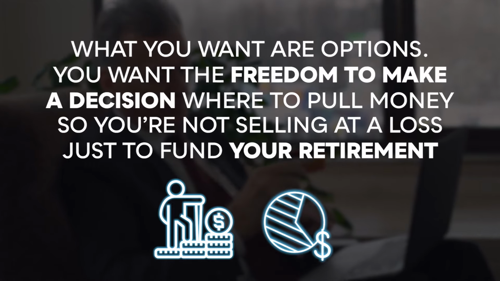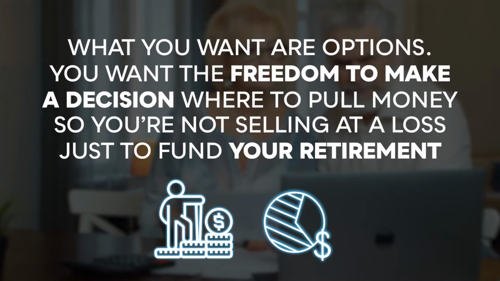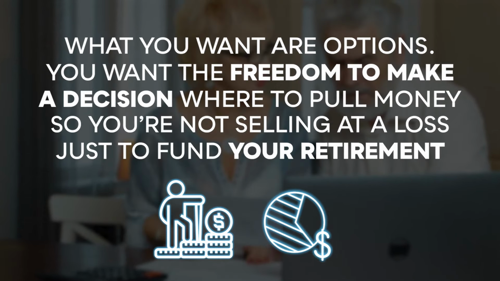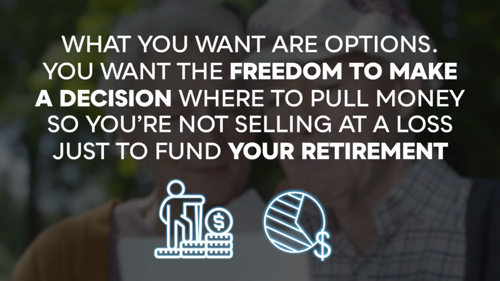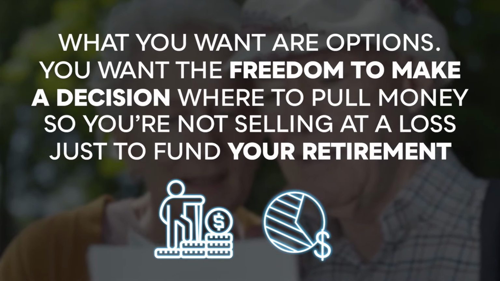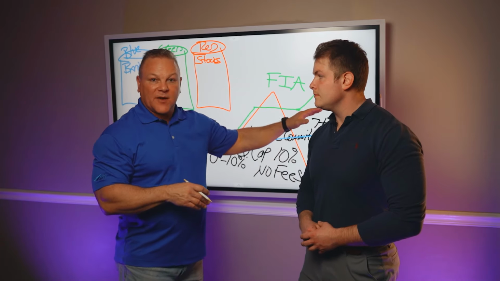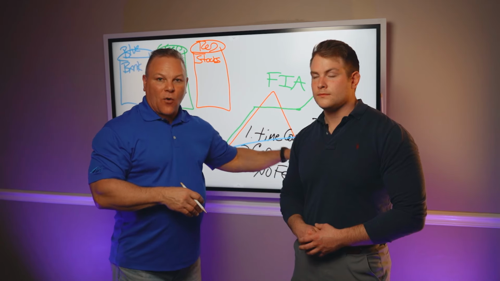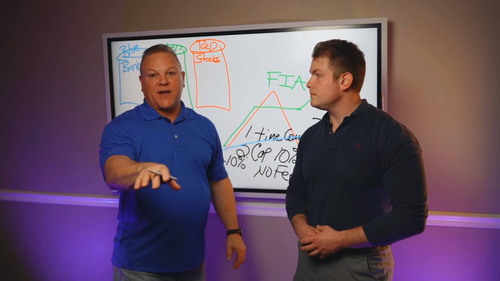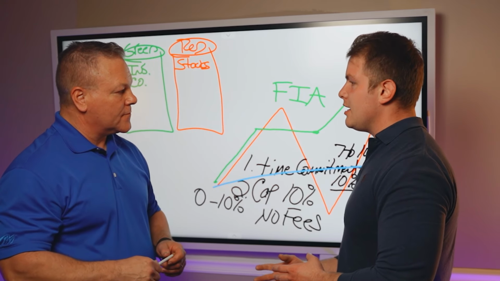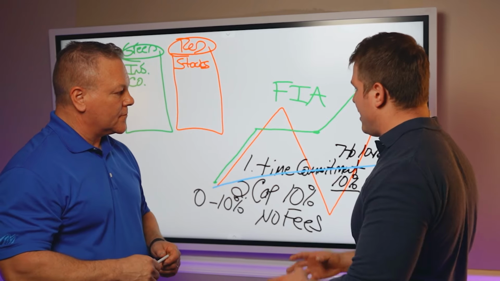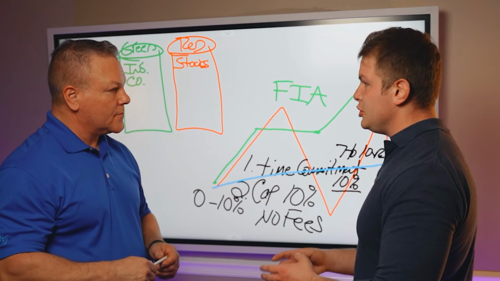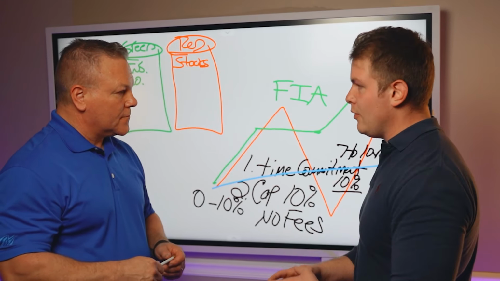You want the freedom to make a decision where to pull money that's going to be best for you and your family, so you're not selling at a loss just to fund your retirement. You want the balance to be able to pull from the green line, the red line, or the blue line. You want to be able to do what's best for you. So Pete, when looking at stock market risk, we want our clients to have a more balanced approach so we can look and choose where to withdraw from depending on what the market's doing.